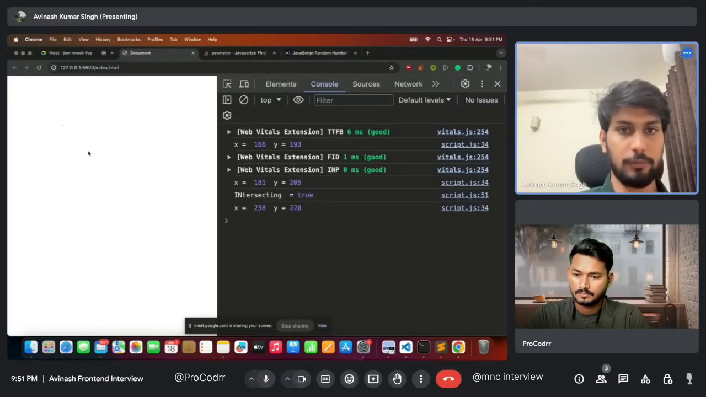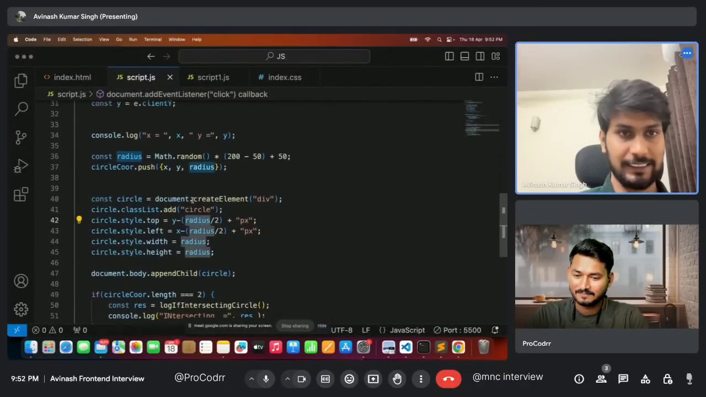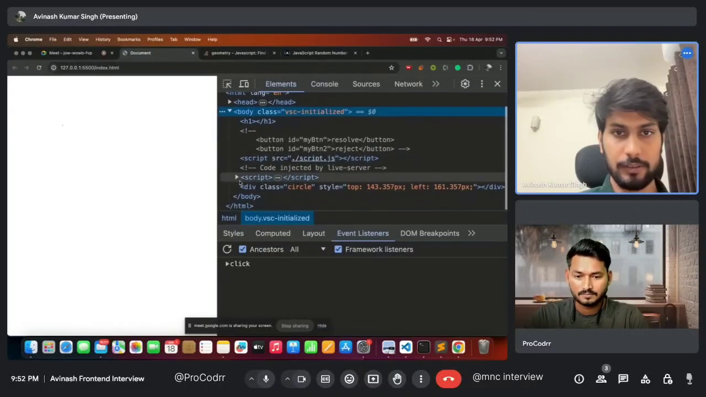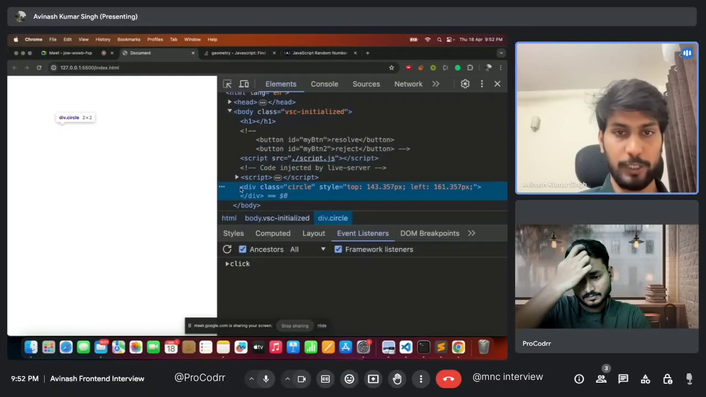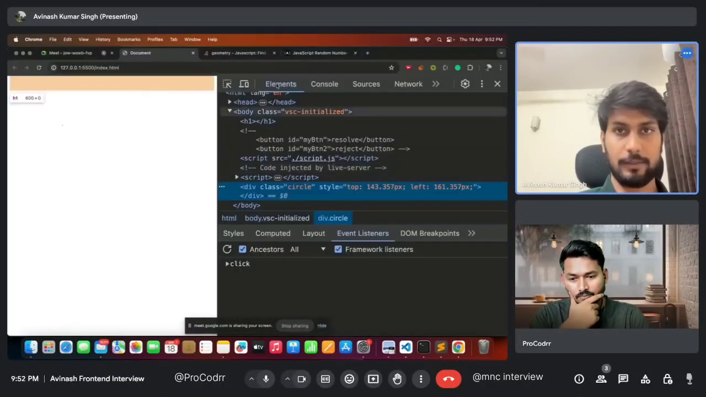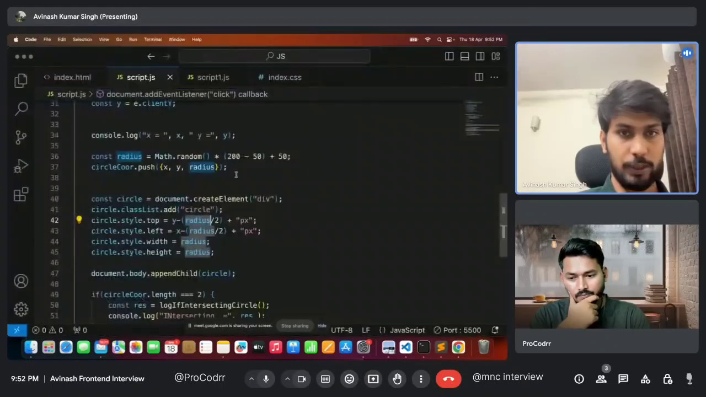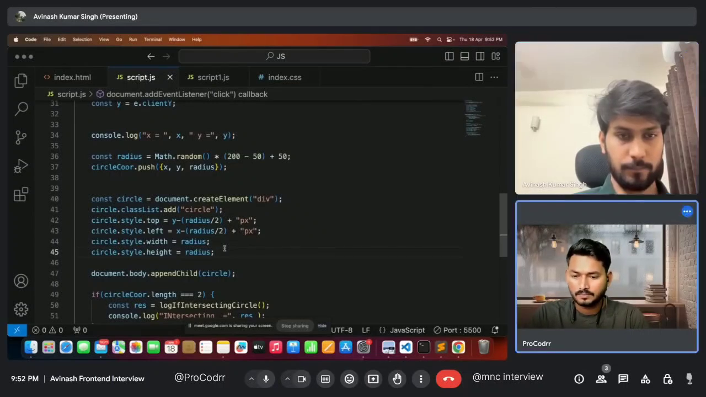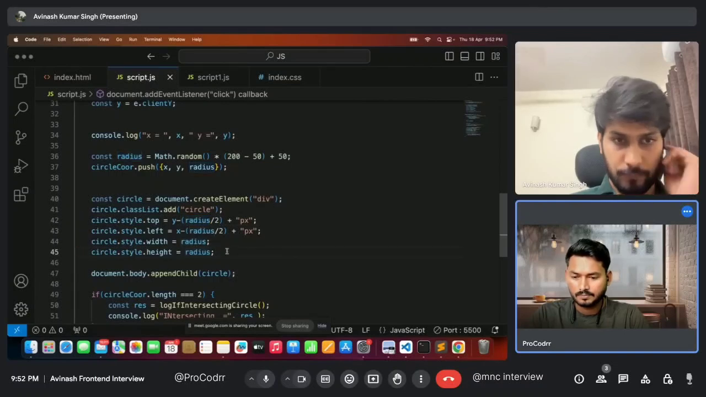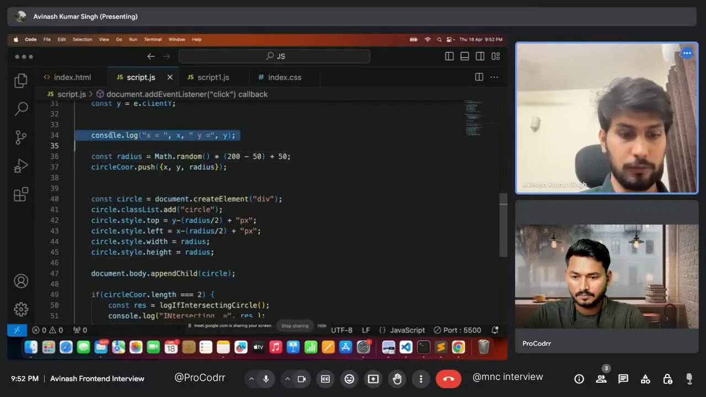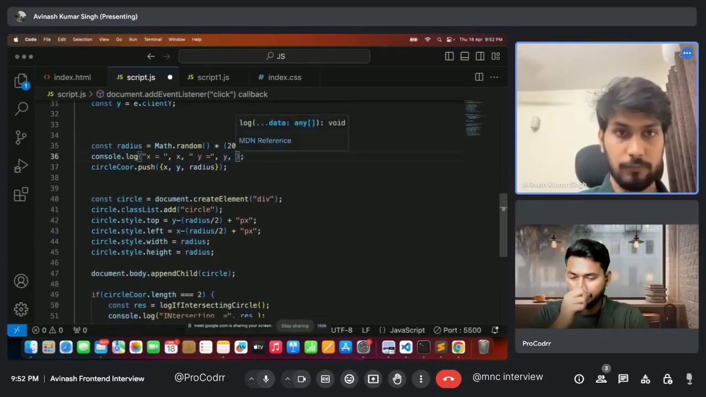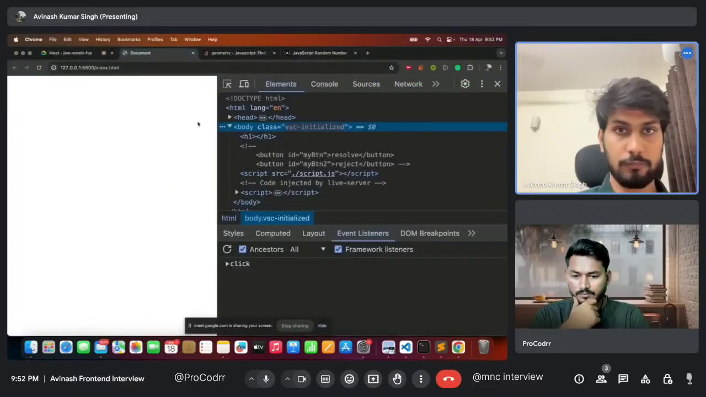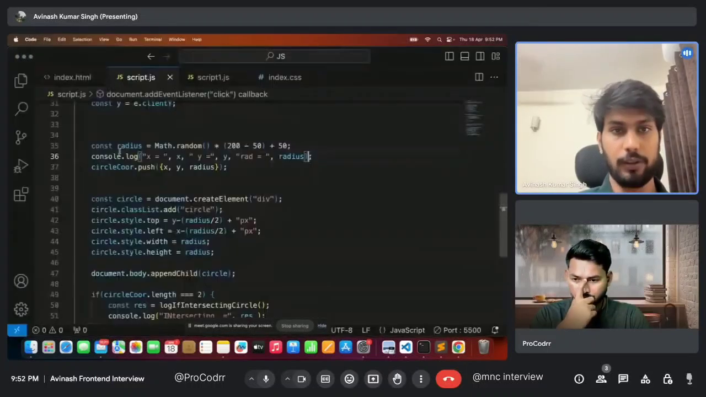So it is not drawing anything. It is not drawing, or this is the circle 2 by 2. But we have seen here like 2 by 2. Okay, let's just console this. Radius is 74.